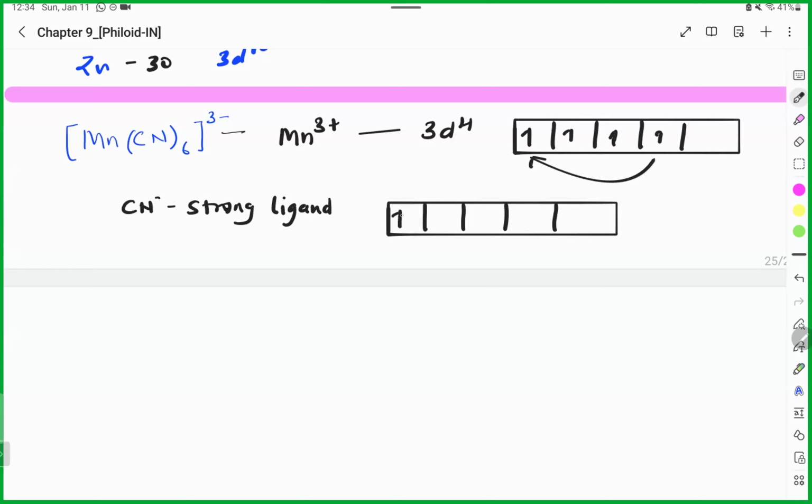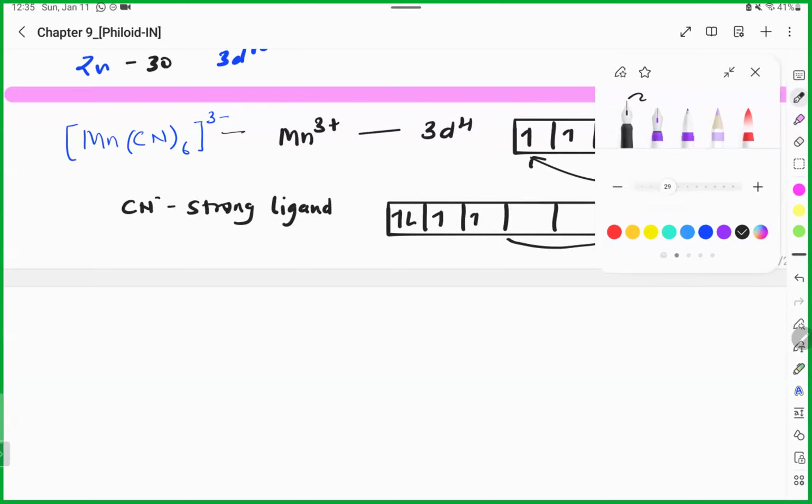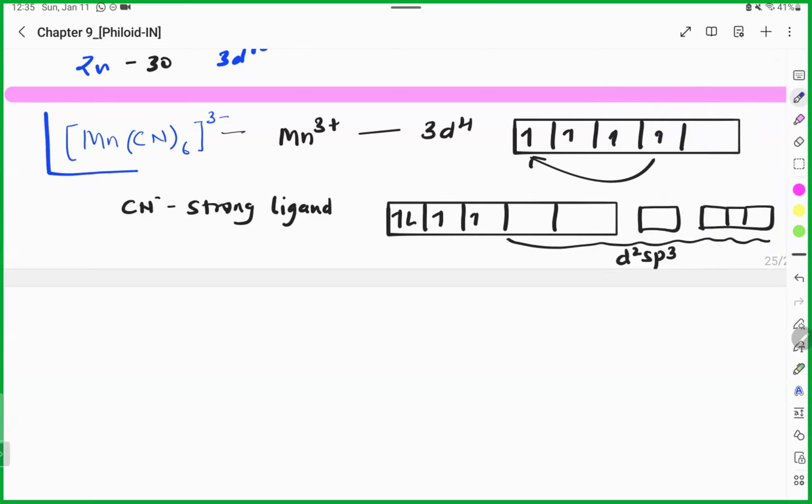So it will be only this, and the last two orbitals will be free. That's like 1s and 3p. So 2d, 1s, 3p. It will be d2sp3 hybridization. It will be inner pair, like any strong ligand. If you write the property of this compound, you will write it in the same way. Okay? It will be an inner orbital complex.